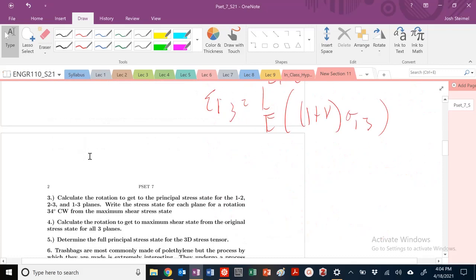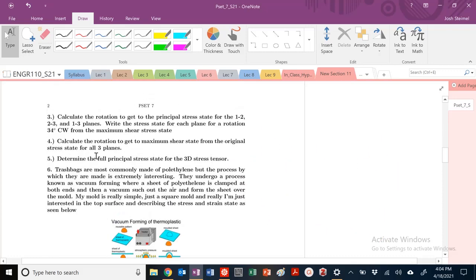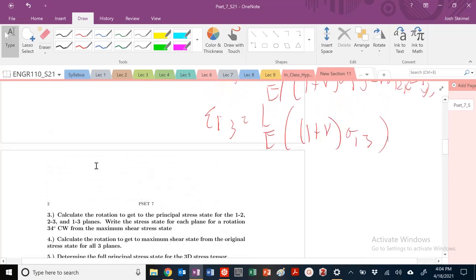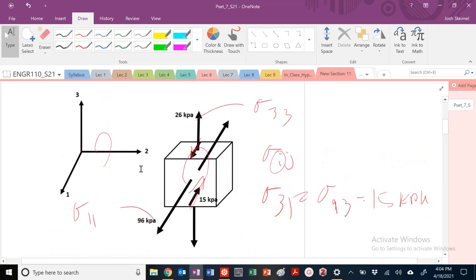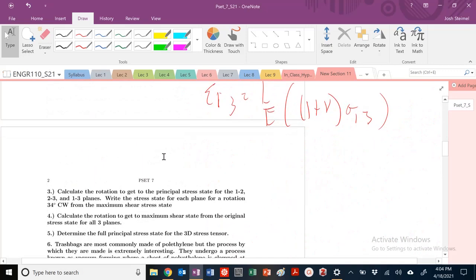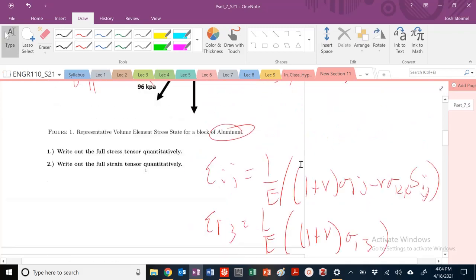So finish 1, finish 2. Now we're asked to calculate the rotation to get the principal stress state and a lot of these other values. So let's write out that stress state. So our stress state is going to be basically 96. So I'm going to put this out. So my stress tensor looks like the following. So 96, 0, and what is it here?